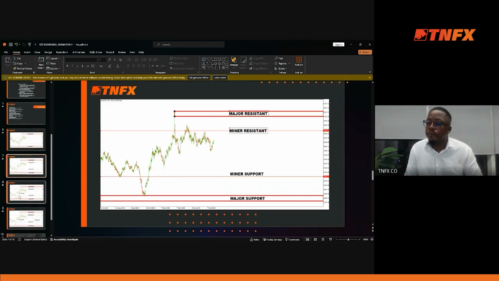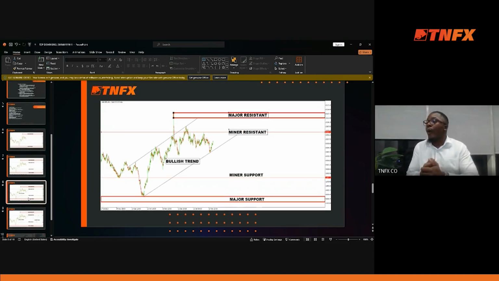And then we move to the next slide, where you know that you've got a major resistance zone and the major support, and the minor support and minor resistance. So now you need to identify the trend within the market. As it shows here, it's a bullish trend. Bullish trend means what? The market is going up. So what opportunities are you going to be looking for when the market is going up? Buy opportunities. We are bullish.